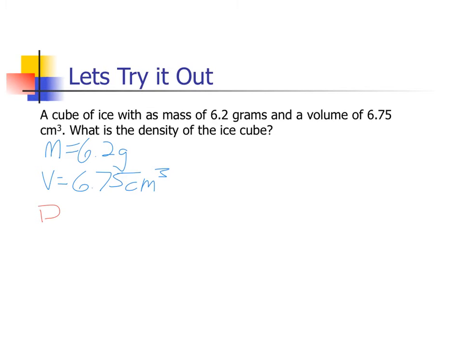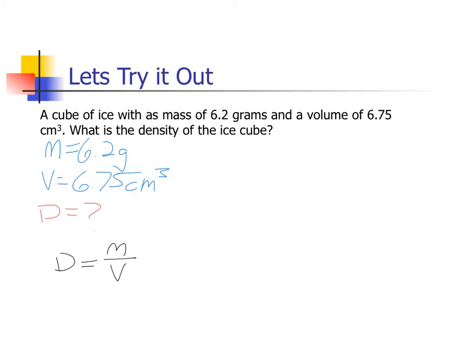I don't know the density. That's why it says, what is the density? So I don't know what the density is, so that's my unknown. Well, what equation do I use? Well, I just talked about the equation, and so mass divided by volume is equal to density, so that's the equation I use. I'll just put in what I know into my equation here.